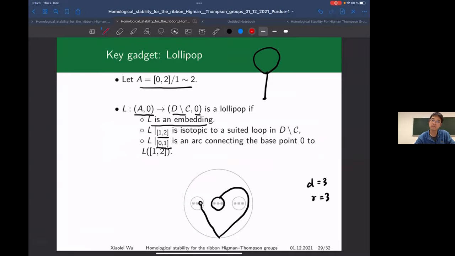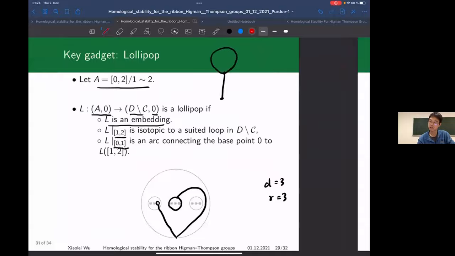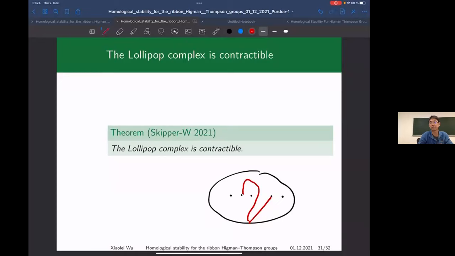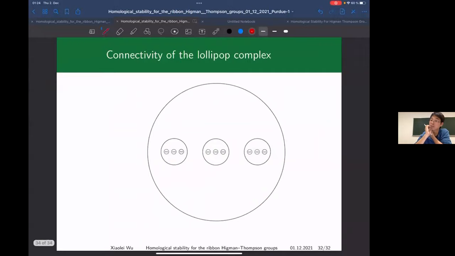But still, they are like a Cantor version of the arc complex in the proof of homological stability for the braid group. The proof that this complex is contractible is kind of complicated; they use different kinds of techniques. But maybe I should explain to you how the proof goes. I want to give you an idea of how to show this lollipop complex is connected.